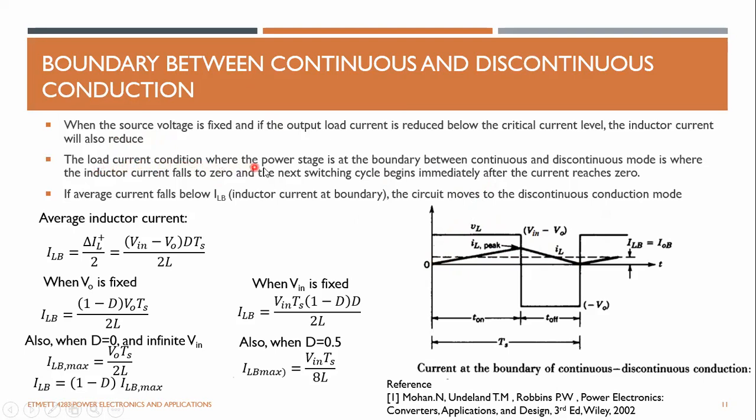The load current condition where the power stage is at the boundary between continuous and discontinuous mode is where the inductor current falls to 0, and the next switching cycle begins immediately after the current reaches 0. That's what it is explaining here. If the average current falls below ILB, the boundary current, the circuit moves to the discontinuous mode. So if the average current of the inductor goes below this one, the power supply goes to the discontinuous conduction mode.